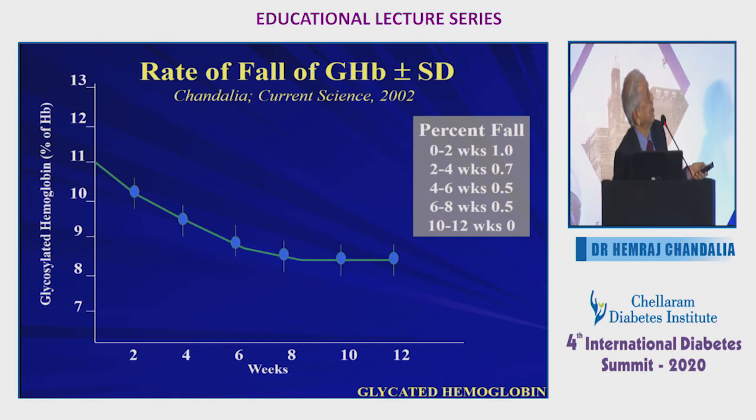And you will see that in the first 2 weeks itself, the drop is 1%. And in the next 2 more weeks, another 0.7%. Or 4 to 6 weeks is another 0.5. So frankly, in the first 6 or 8 weeks, most of the drop will occur. So you can utilize this test, not necessarily at the interval of 3 months, but 2 months is quite good.